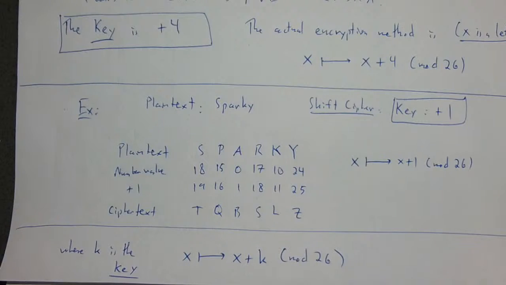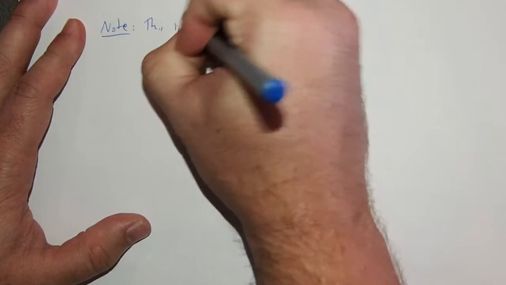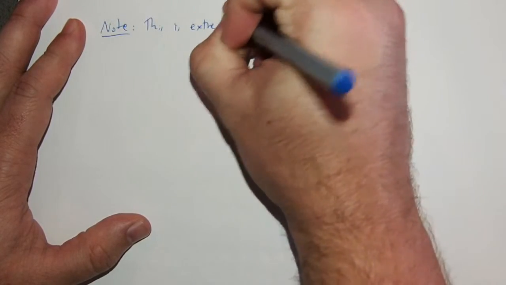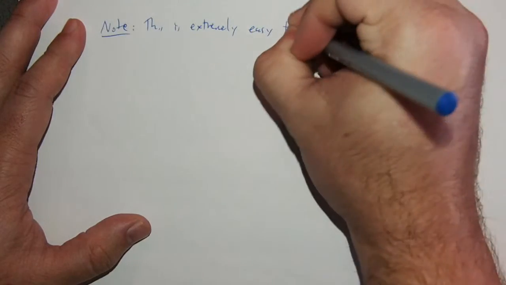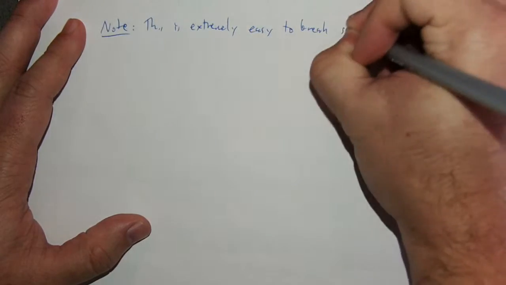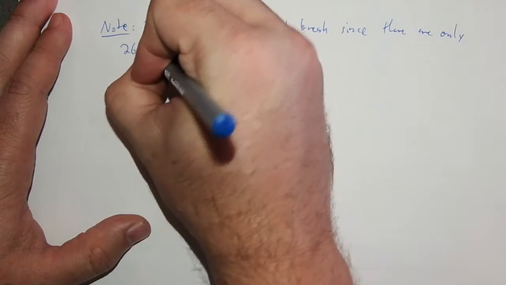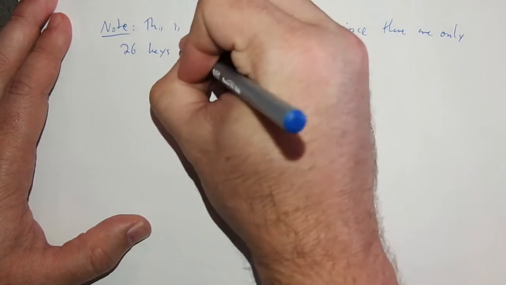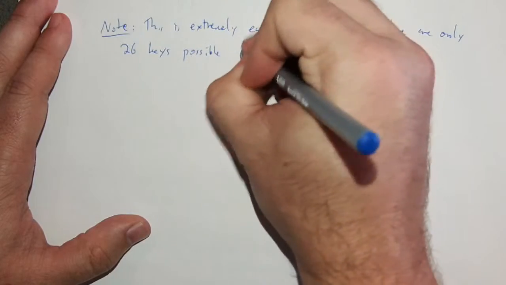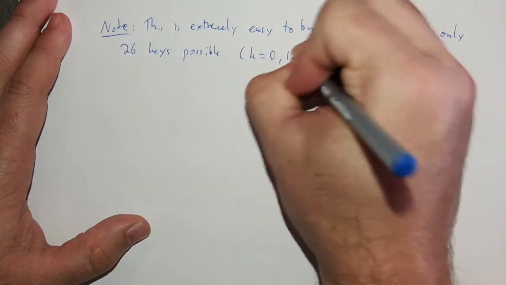So again, there's only 26 ways in which I could do this. So note, this is extremely easy to break, since there are only 26 keys possible. All right, k equals 0, 1, all the way up to 25.